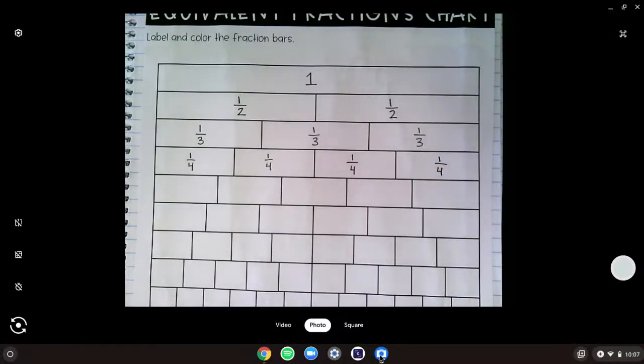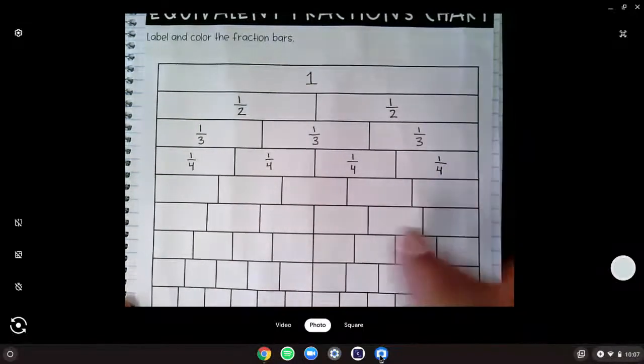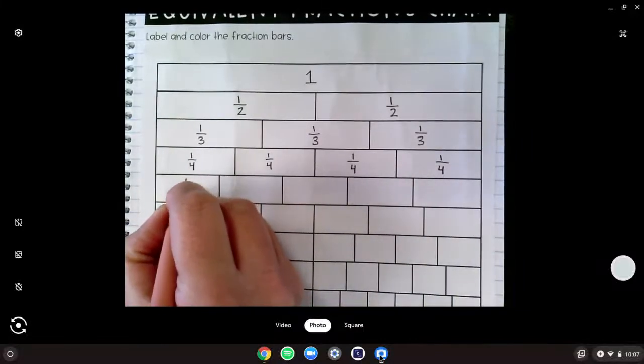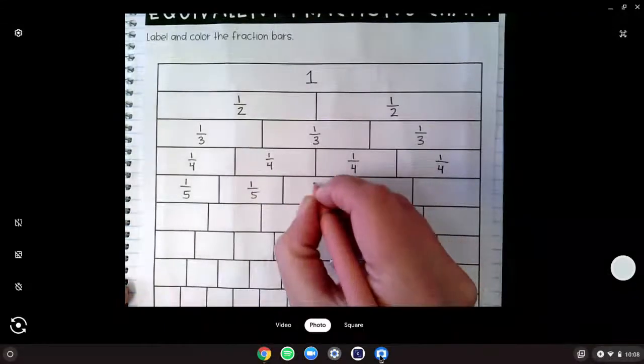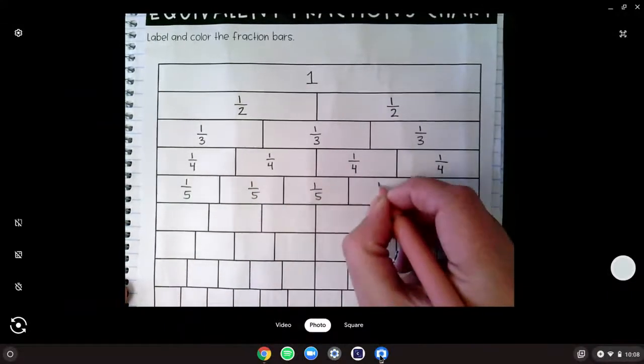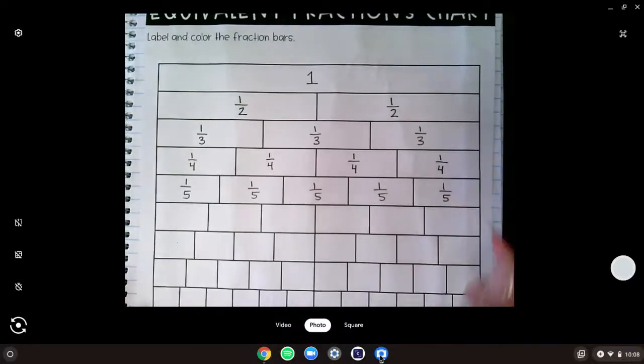What about the next one? What do you see, Adam? 1/5. We have 1/5. It's split into 5 parts. So each one of these is 1/5.